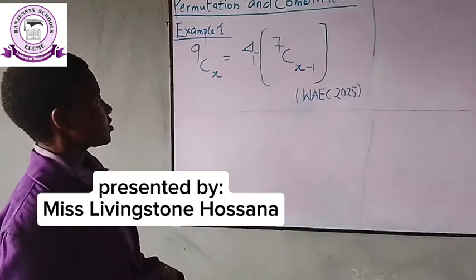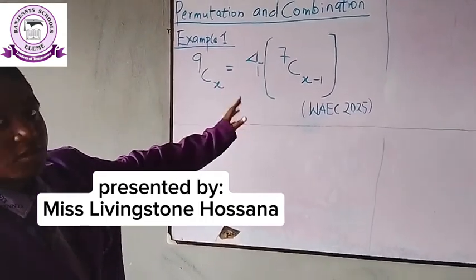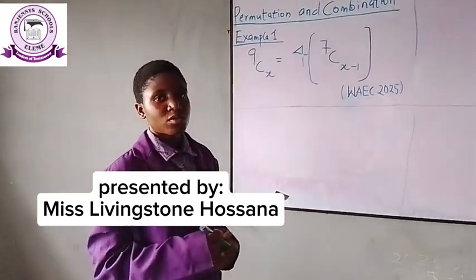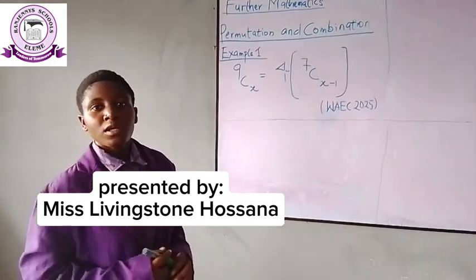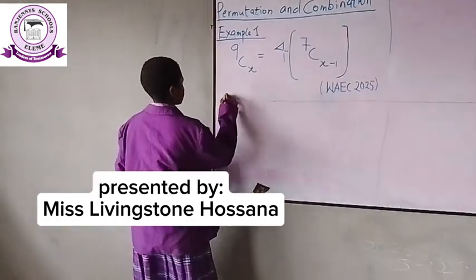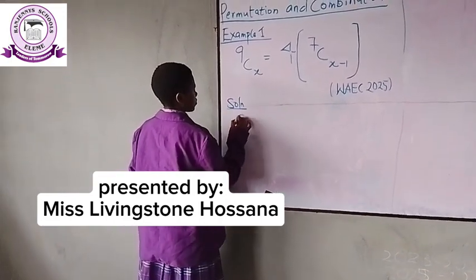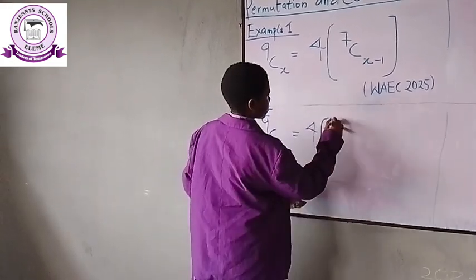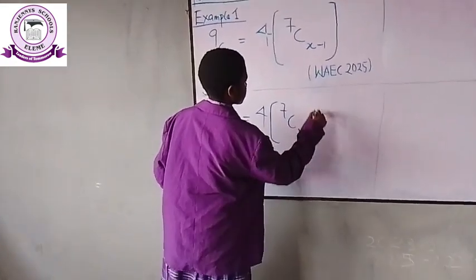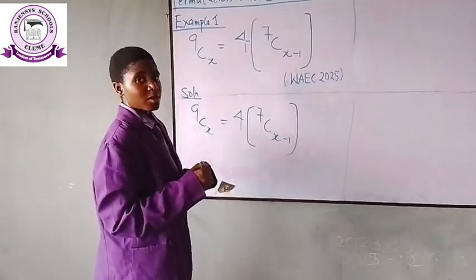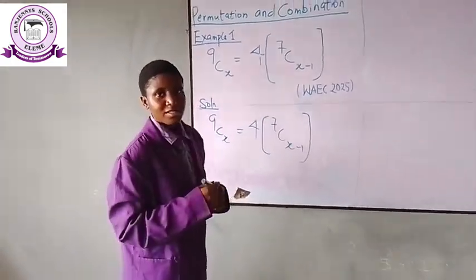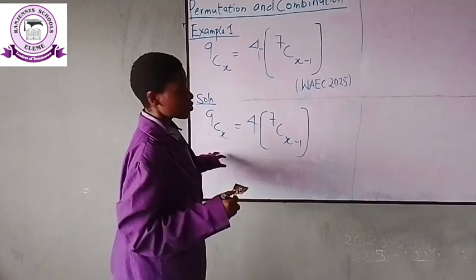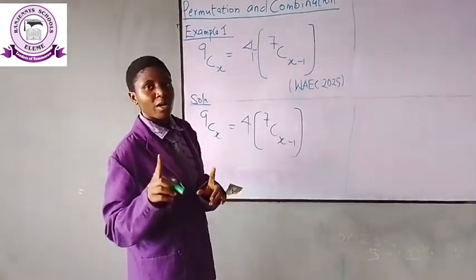9 combination x equals 4 open bracket 7 combination x minus 1 close bracket. This is the WAEC 2025 maths question 1. Let's start solving. 9 combination x equals 4 times 7 combination x minus 1. I said something about combination being the selection. I have not represented the combination equation. I'm going to do the same for both of them. I'm going to take them one by one.